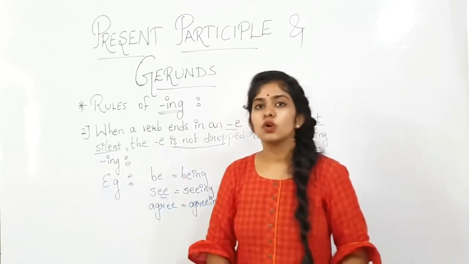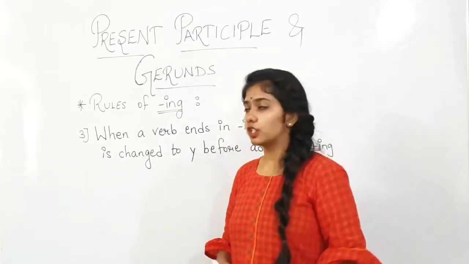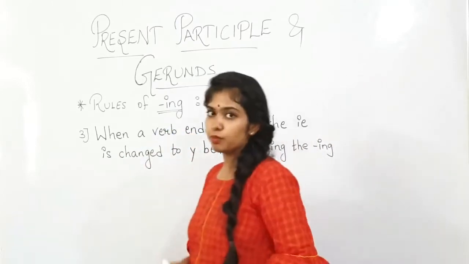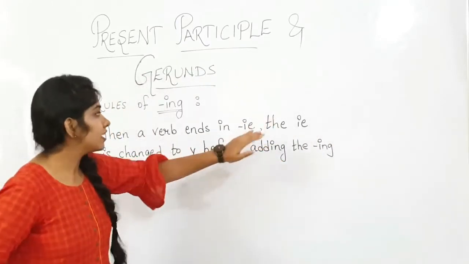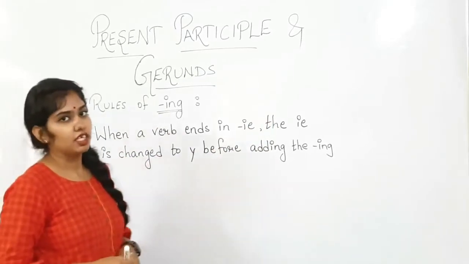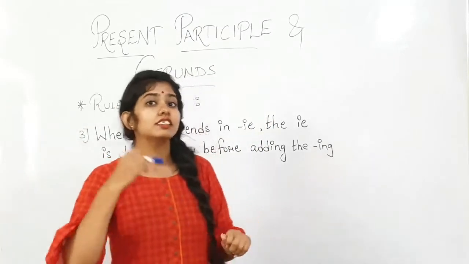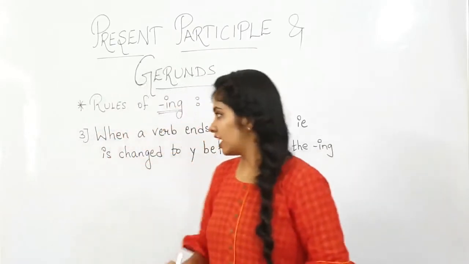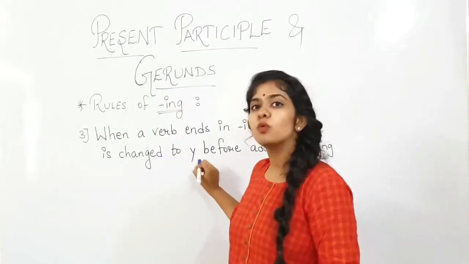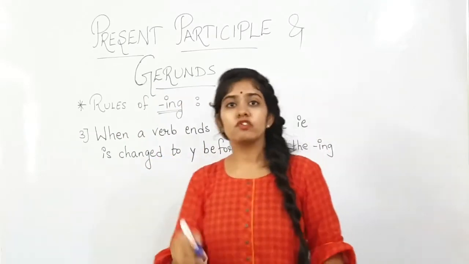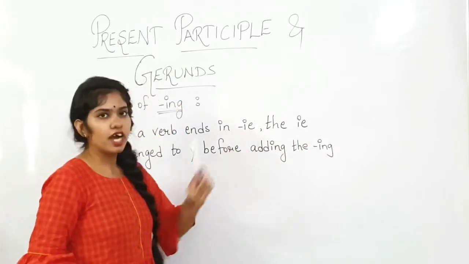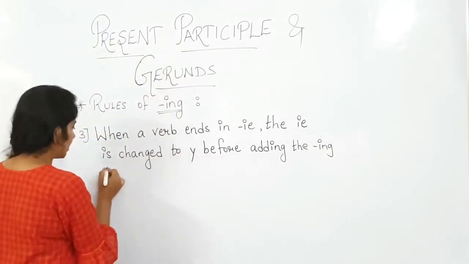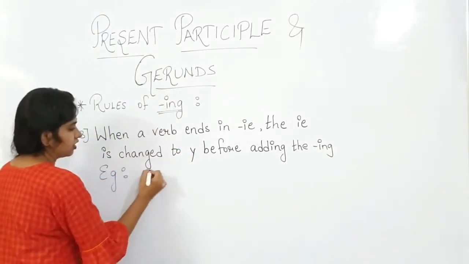Okay? Now let's have a look at our third rule. Now our third rule, that is when a verb ends in ie, means the I sound, that is ie is changed to y, means whenever there is a word that ends with ie, means at the end of the word ie is there, then it is changed to y. We will cut ie and we will write y instead of ie, and after that we will add ing. For example, die.